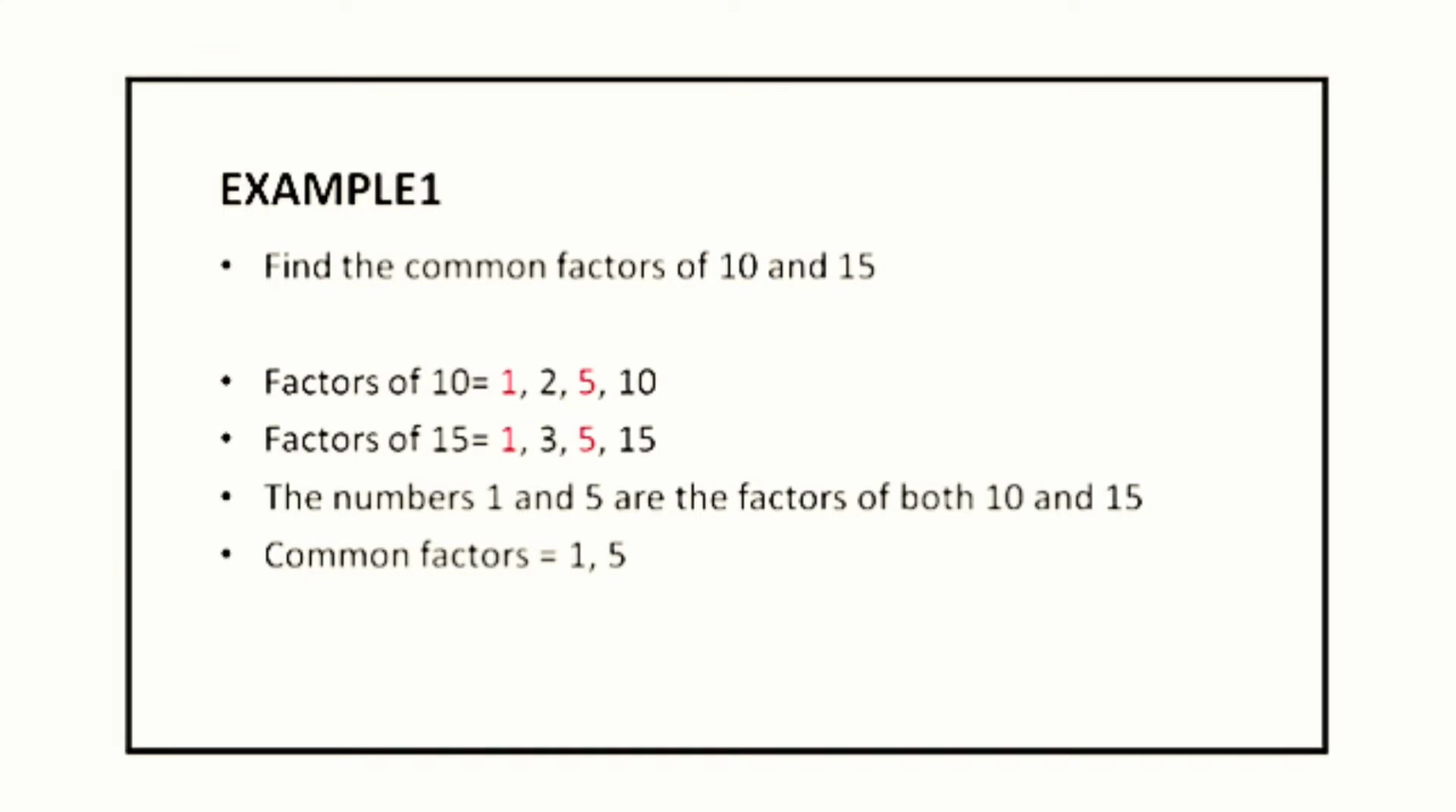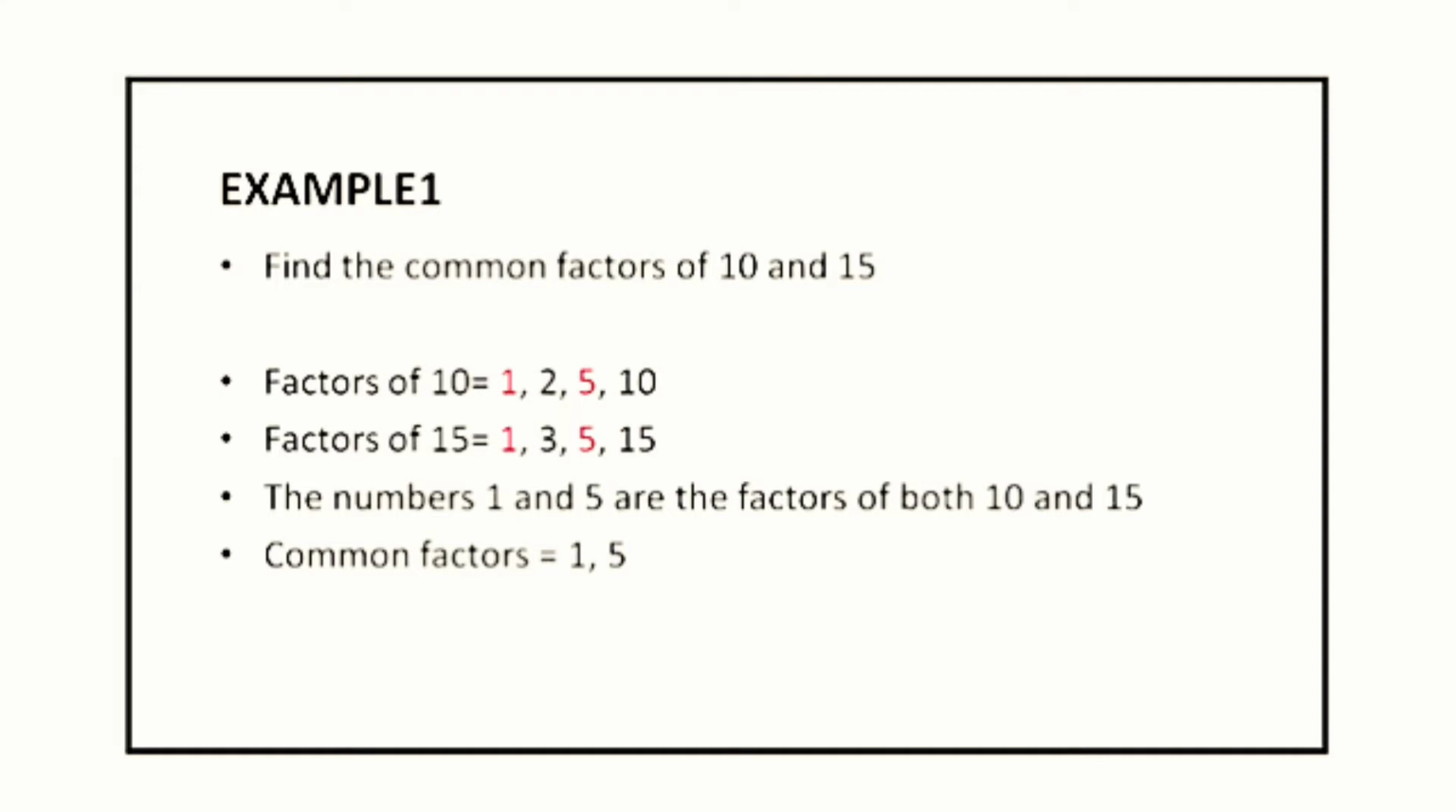So, the factors of 10 are 1, 2, 5 and 10. 1 is a factor of every number. 2 and 5 exactly divide 10, and every number is a factor of itself. Thus, we get 4 factors for the number 10. Now, the factors of 15. 1 is a factor of every number. Every number is a factor of itself. For this, 15 is a factor, and the numbers 3 and 5 exactly divide 15. Thus, we get 4 factors for 15.